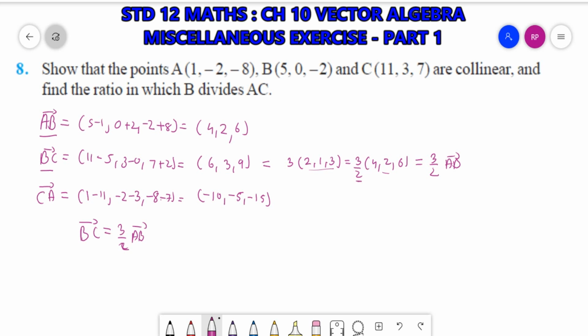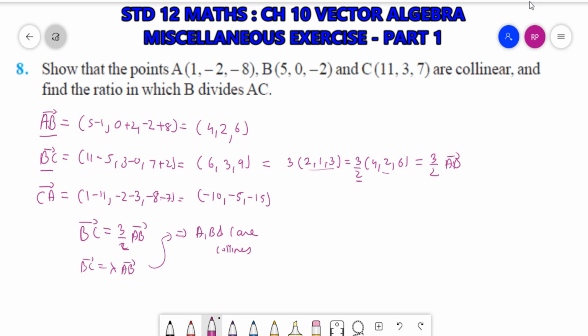This is in the form BC equal to lambda AB, where lambda is a scalar. So what does this imply? This implies that vector AB and vector BC are in the same direction, and B is common to both. So A, B and C are collinear.